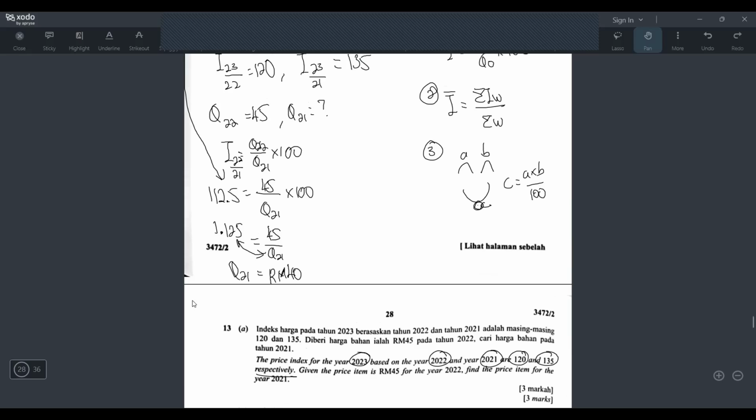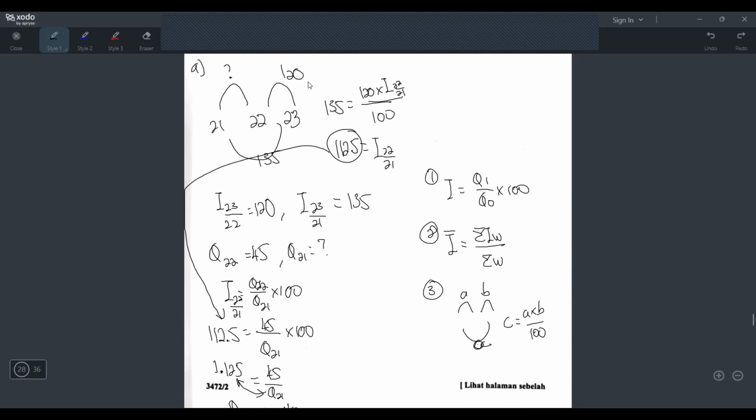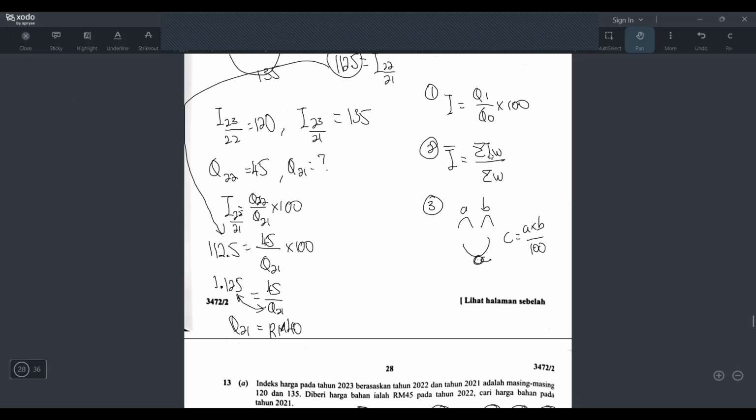So which formula will we use? Let's look at all the formulas in this chapter. So which formula, 1, 2, or 3? The second formula, right? Composite index. And the formula is take the sum of index times weightage, divide by the sum of weightage.